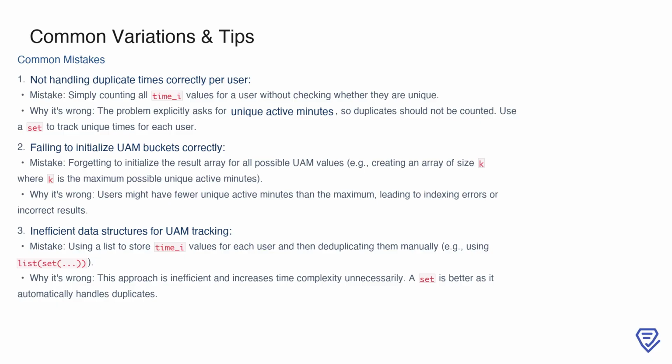Another mistake is failing to initialize the UAM buckets correctly. For example, if you create an array of size k based on the maximum possible unique active minutes, but don't account for users with fewer UAMs, you might encounter indexing errors. Lastly, inefficient data structures can also be problematic. For instance, using a list to track time_i values and then deduplicating them manually is unnecessary and adds extra time complexity. A set is a more efficient choice for this task, as it handles duplicates directly.